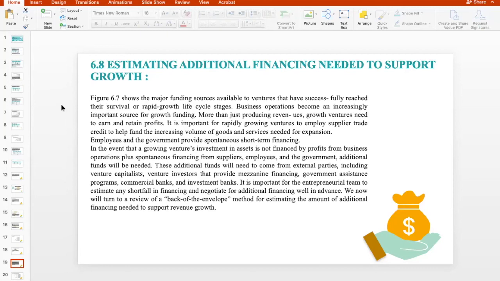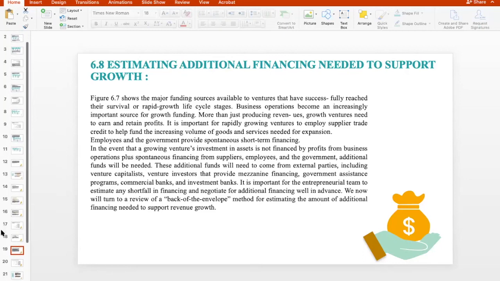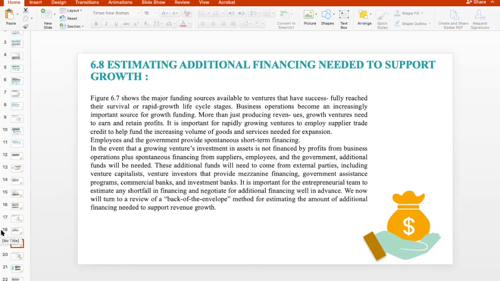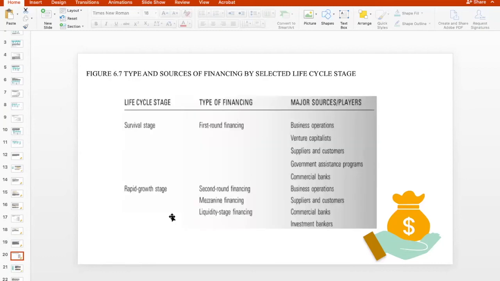So figure 6.7 shows the major funding sources available to ventures that have successfully reached their survival or rapid growth life. So these are the major sources of financing for new ventures depending on their life cycle stage. We have already seen this table at the beginning of the course.